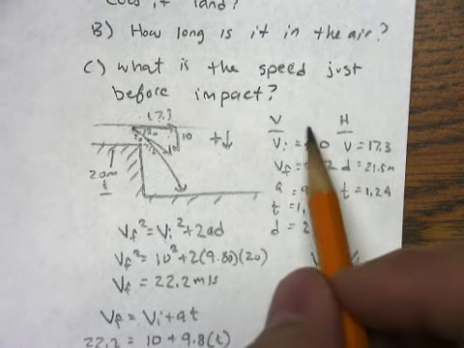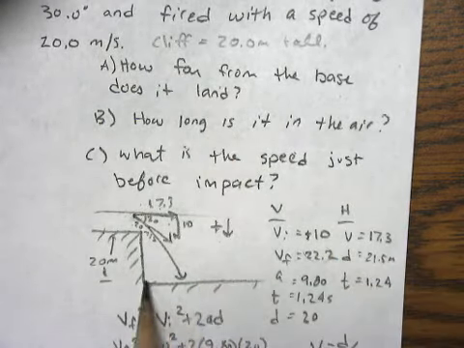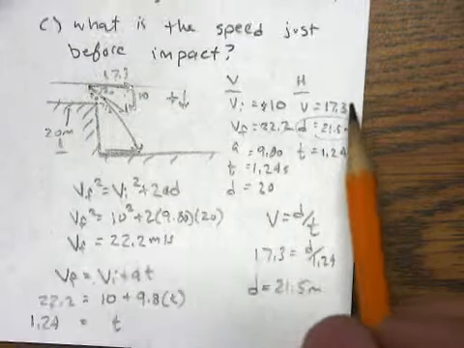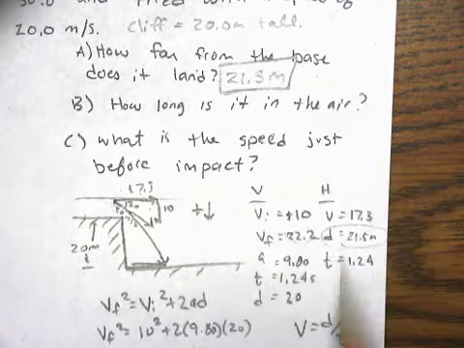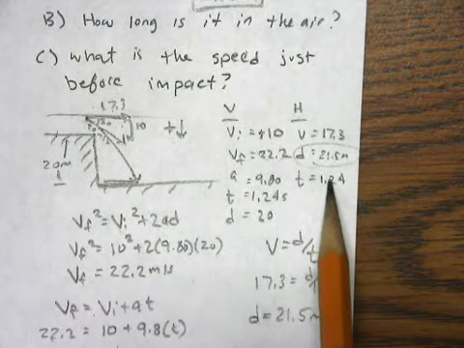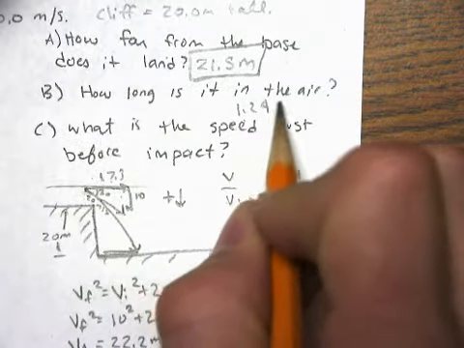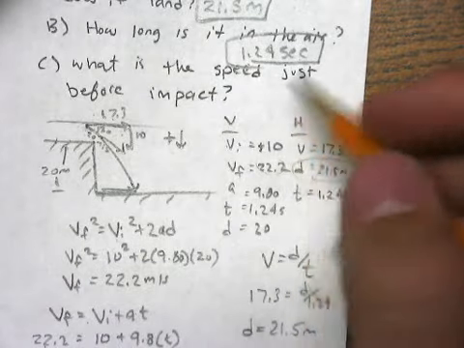Okay, so let's see if we can answer any of these. How far from the base? That's a horizontal distance, 21.5. How long is it in the air for? That's my time, 1.24 seconds. What's the speed just before the impact?